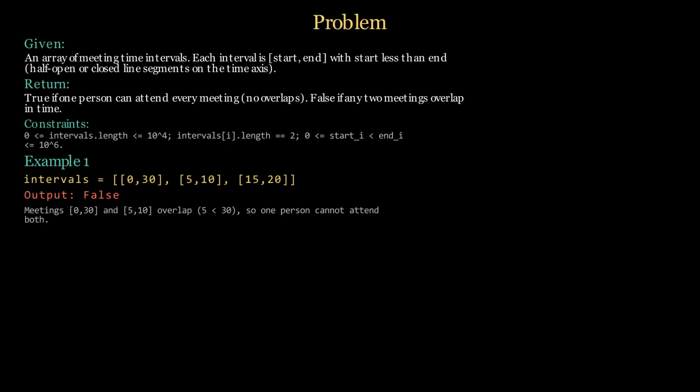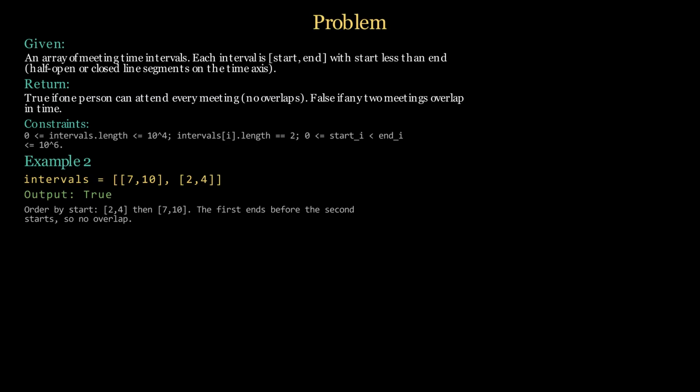Leetcode 252, Meeting Rooms. You are given meeting intervals as start and end times. Return true if a single person can attend all meetings with no overlaps, and false if any two meetings conflict. Example 1, intervals 0 to 30, 5 to 10, and 15 to 20. The second meeting lies inside the first, so they overlap. Output is false.